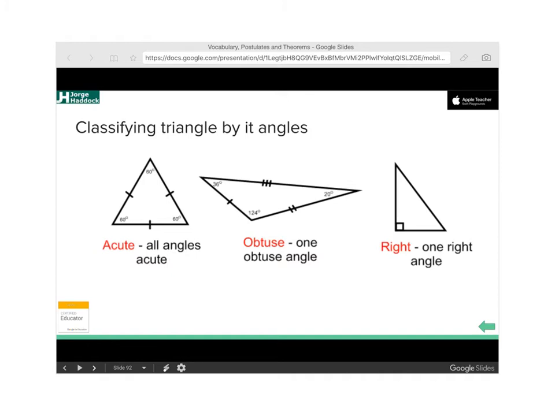Okay? The second one is an obtuse. An obtuse is going to have one obtuse angle. The other two are going to be acute, but it's going to have an obtuse angle. And the last one is the right, and it has just one right angle. One right angle, the other two are going to be acute.